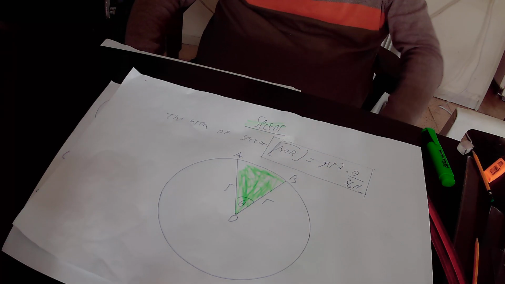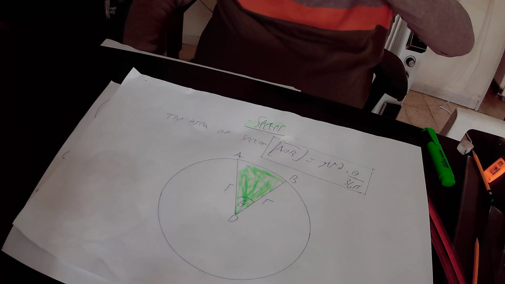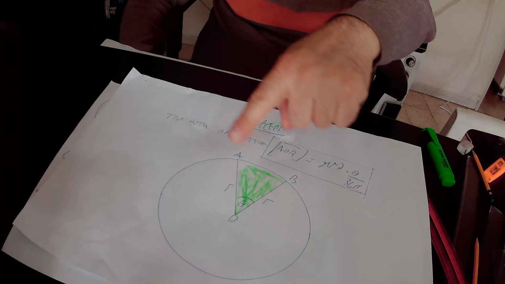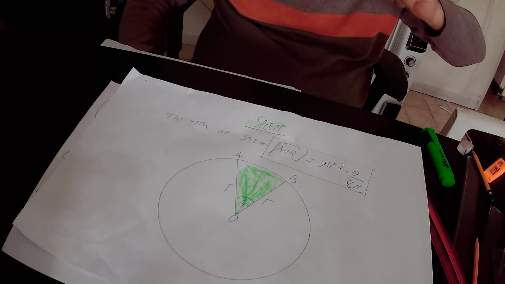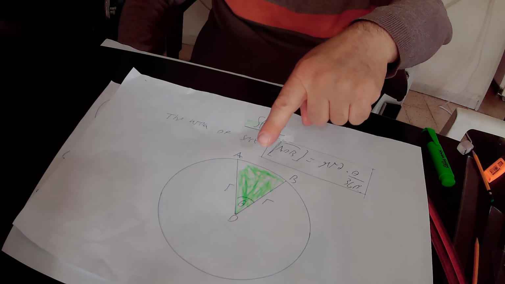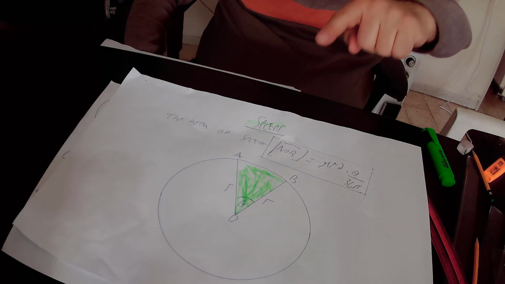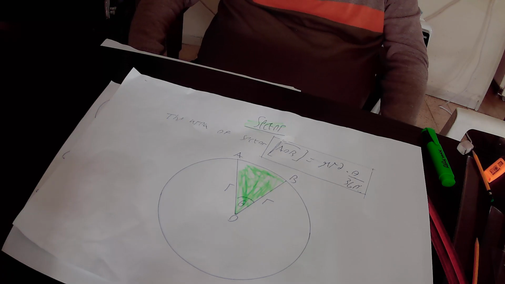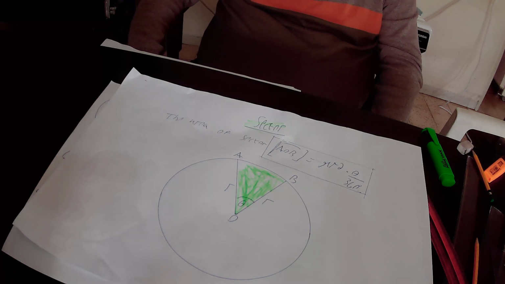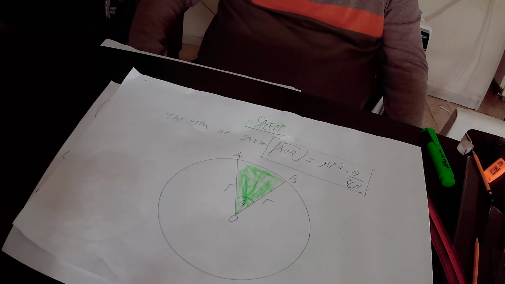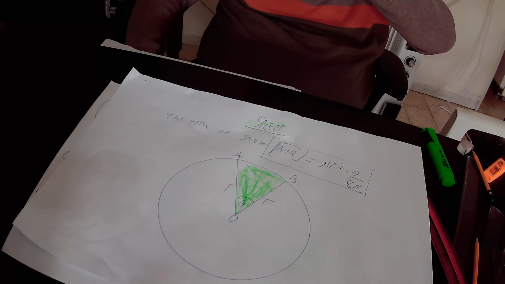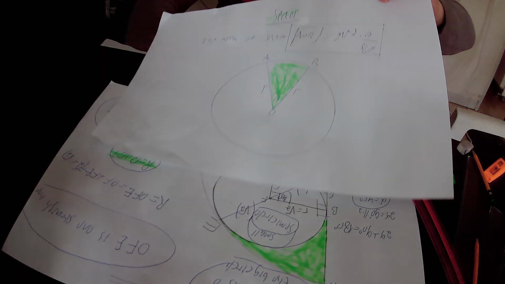Okay? And the area of this green sector AOB is equal to the area of the circle, that is pi r squared, times theta, that is the angle between the legs of the sector, over 360 degrees. Again, conclusion, we can say that the area of a sector equals the area of the circle that contains the sector times the angle between the legs of the sector over 360 degrees. Okay.